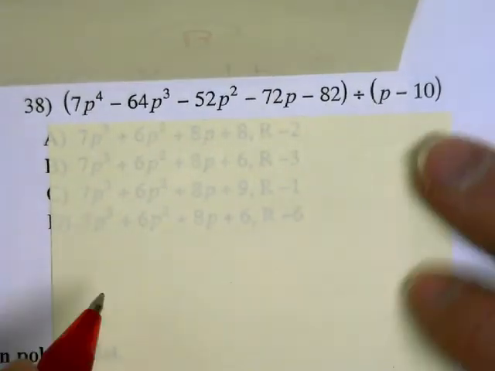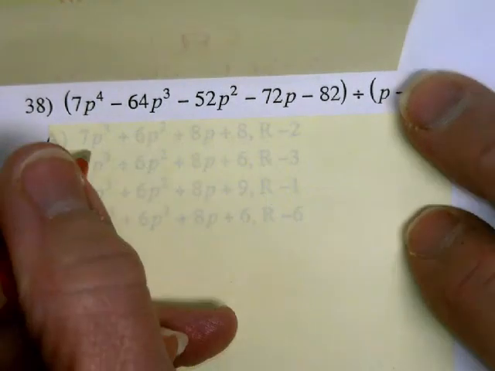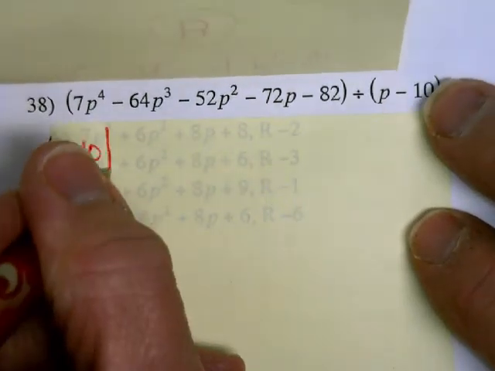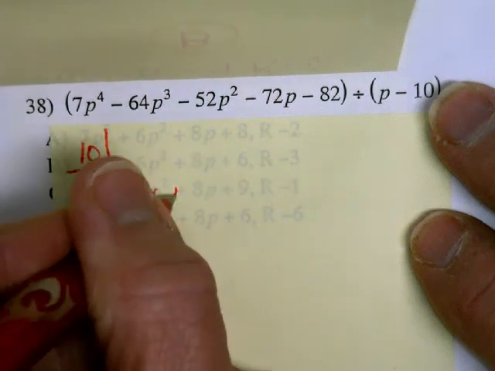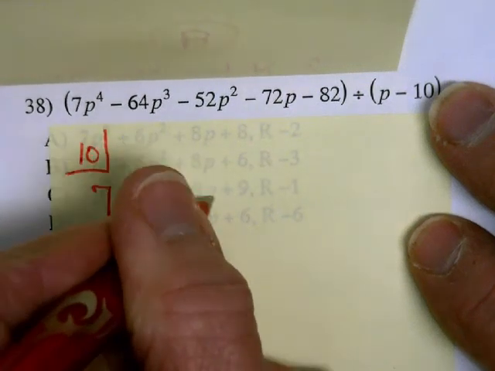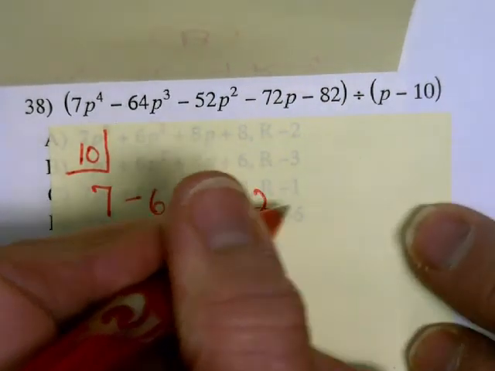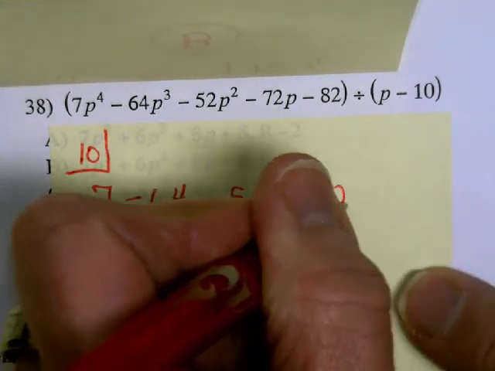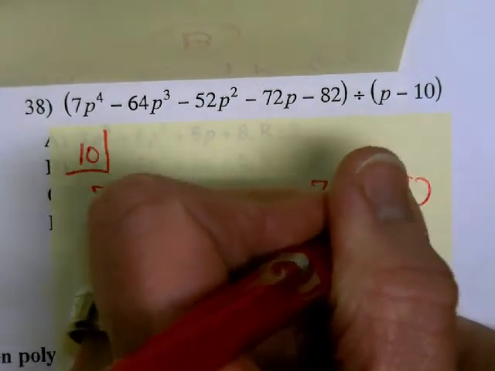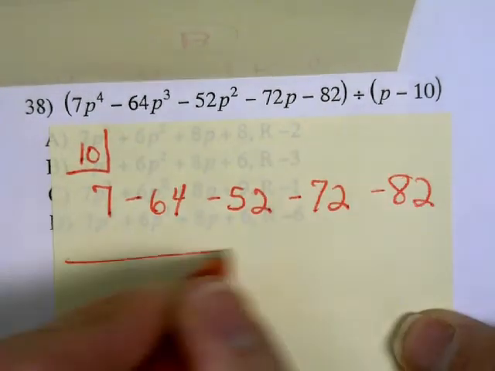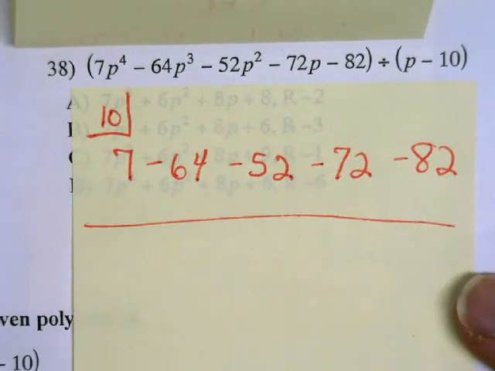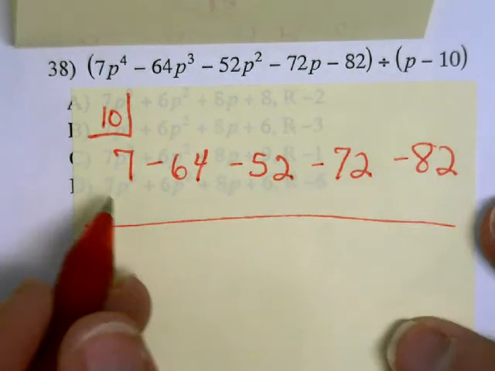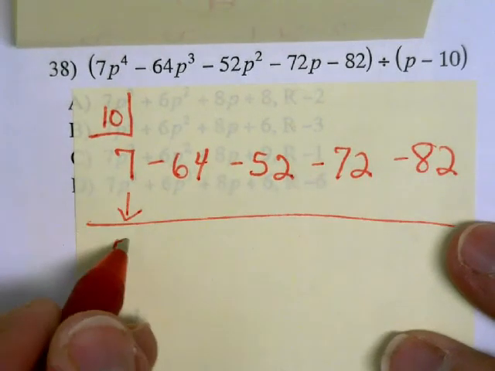38, I'm going to have to write squeezy. There's a lot of terms here, but I think we'll be okay. Divisor of 10. 7, negative 64, negative 52, negative 72, negative 82. There you go. Thankfully, I'm multiplying by 10, so I won't need to crack out the calculator yet.